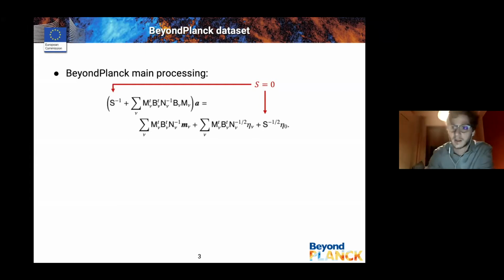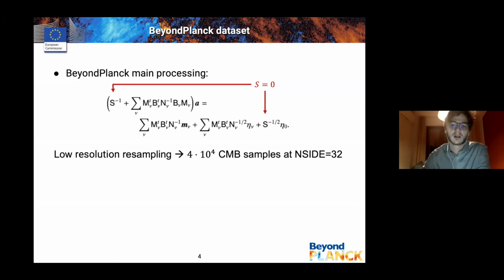matrix of the Cls. What we actually use for extracting cosmological information from our dataset is a low resolution resampling step. This kind of low resolution resampling, Loris already described it, is performed full sky, preserving only low multipoles, and providing us with 40,000 low resolution CMB samples. We resample the CMB map at Nside 32.